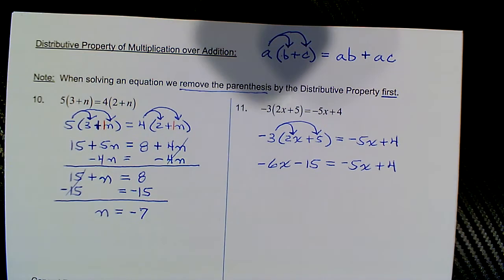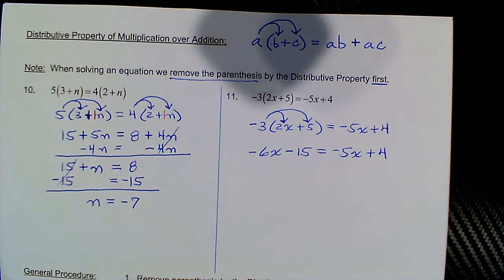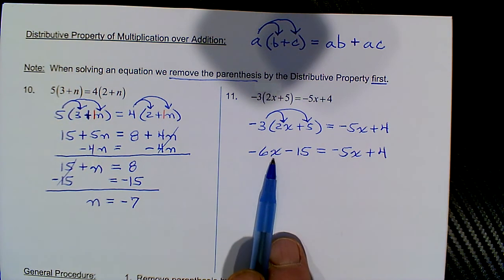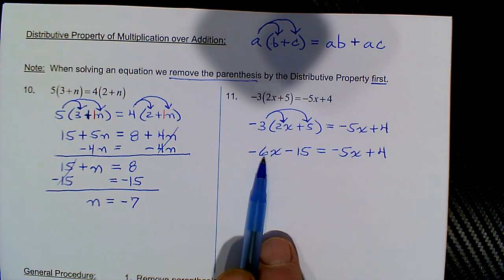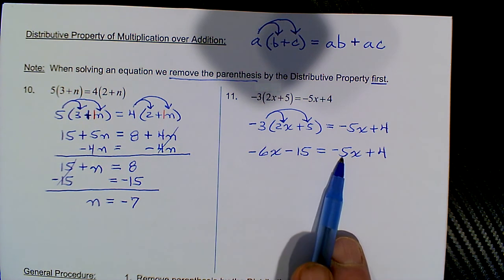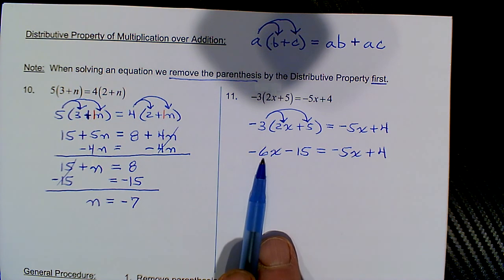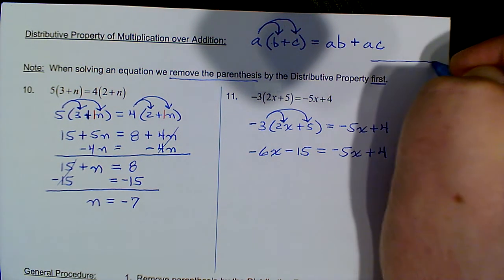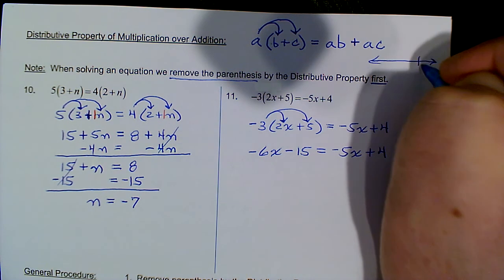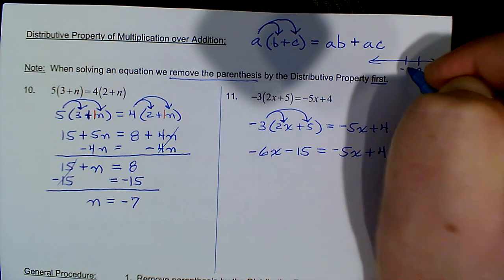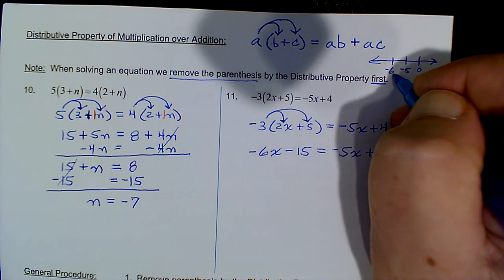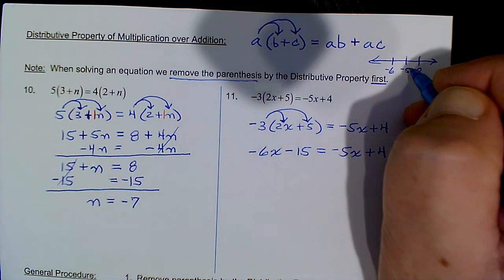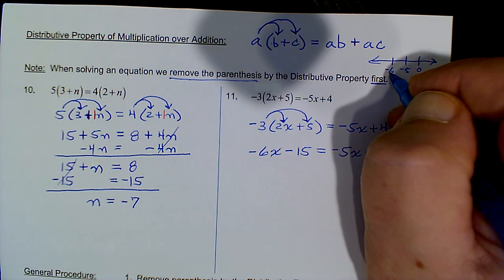Okay, now here's a case that you may think is a little trickier. We see the variable is on both sides, and when you compare their coefficients, negative 6 and negative 5, negative 5 is actually greater than negative 6. If you look at the number line, let's say that's 0, here's negative 5, negative 6 is more to the left. So negative 6 is less than negative 5, or negative 5 is greater than negative 6.